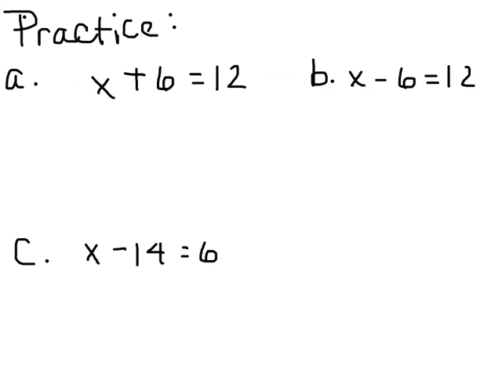All right, on this side we're going to do just the opposite. We're going to add 6 to both sides. Again, it cancels out. x equals 18.